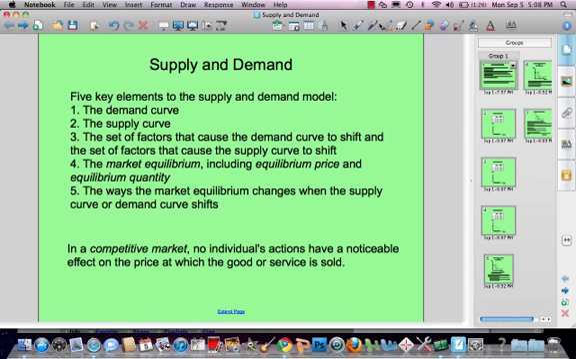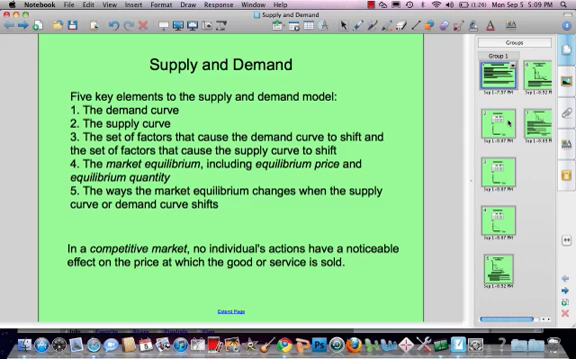A very important point to remember as we get into this is that in a competitive market, no individual's actions have a noticeable effect on the price at which a good or service is sold. Meaning that no individual's actions, whether demanding an increase in price or demanding a reduction in price in a perfectly competitive market, will have any impact on the price at which that good or service is sold.